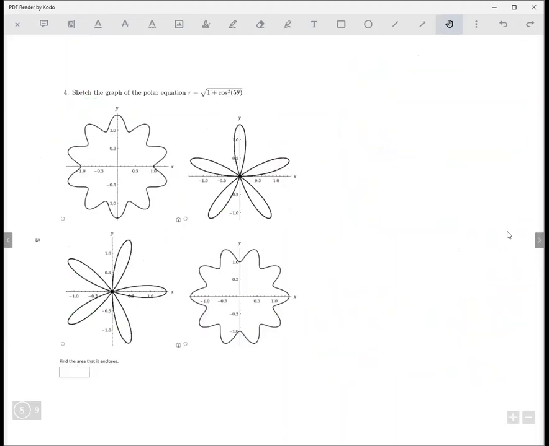So anyways, let's go on to number 4. Sketch this graph right here. So here we have r equals the square root of 1 plus cosine squared of 5 theta. One thing that you can notice right off the bat is because you're squaring the cosine, it's going to give you a number that's greater than or equal to 0. So the smallest the square root can be is 1, because it's the square root of 1 plus 0.